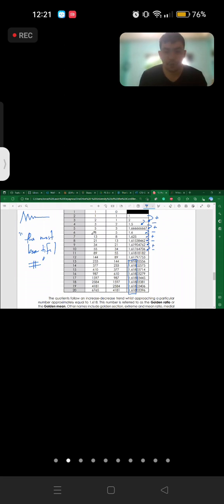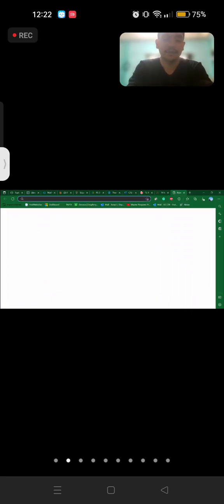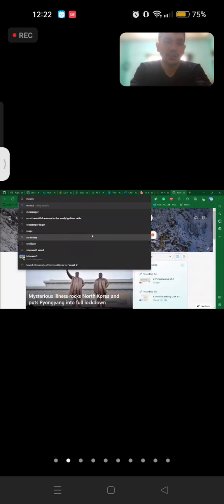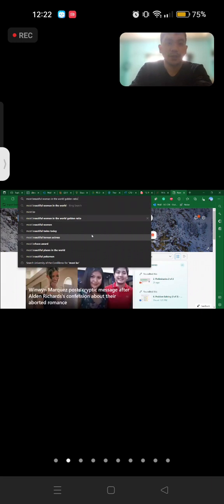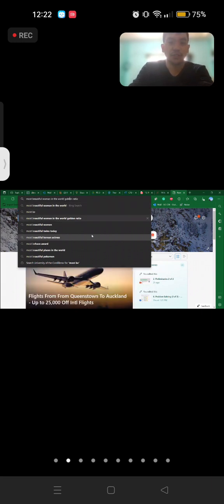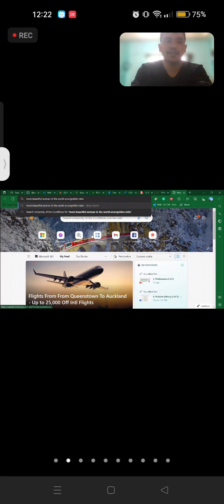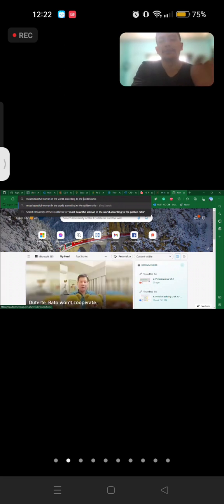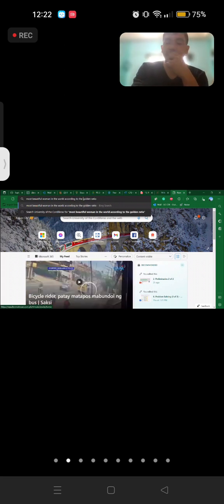Talagang pinagbutihan yung paggawa sa inyo. Let me just share this one. Alam mo yung most beautiful in the world according to the golden ratio? Divine face na yun. Ginawa namin. According to the golden ratio, most beautiful woman in the world.